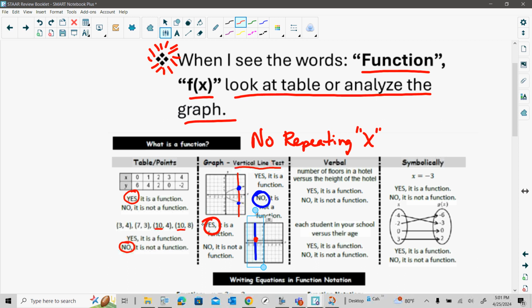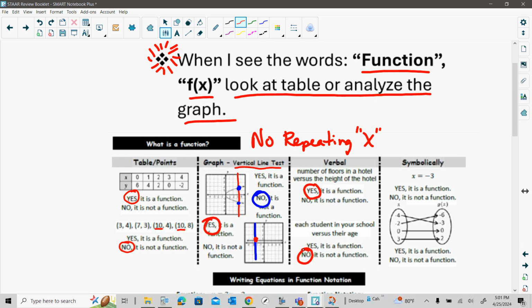Now for verbal, you're just trying to determine if it's a dependent relationship. Here, number of floors and the height of the hotel. Well, that height does depend on the number of floors. The more floors I have, the taller my building is going to be. Okay. And each student in the school versus their age, no, that is not a function.